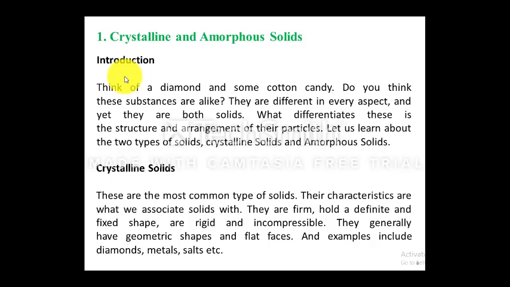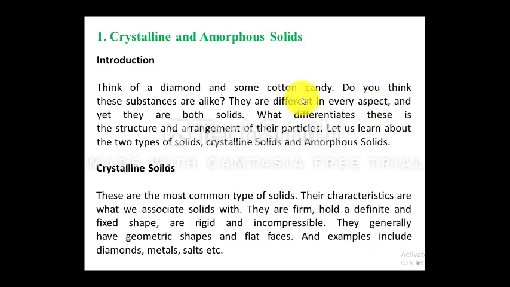Think of two kinds of materials. One is diamond and the other one is cotton candy. So what do you think about these two materials? What are the differences between these two materials? Are these two materials similar or are they different? Of course they are different in every aspect. Even then, both of them are solids. So what are the differences between these two materials?